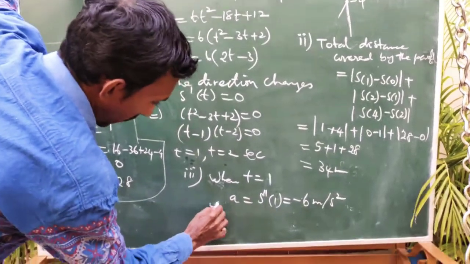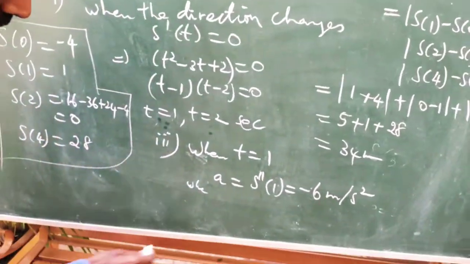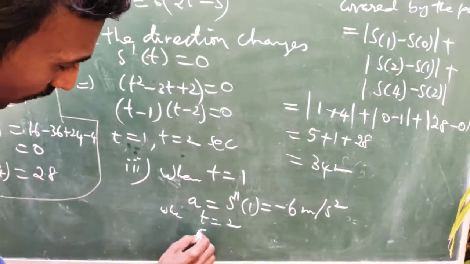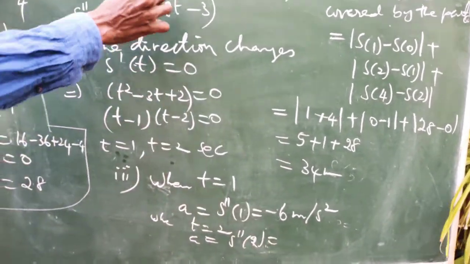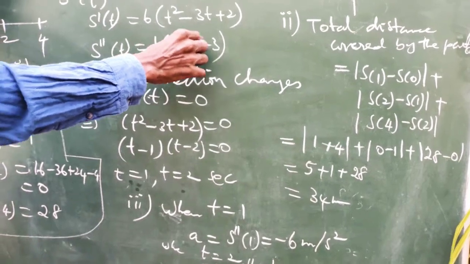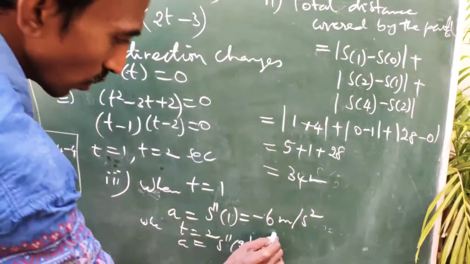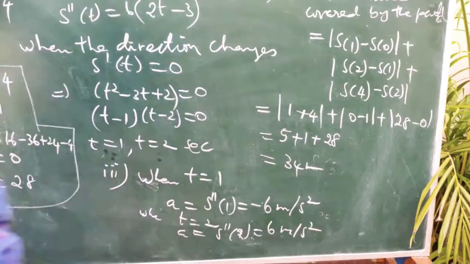Similarly, when t equals 2, a equals s double dash of 2. So put t equal to 2 here. 2 into 2 is 4, 4 minus 3 is 1. So 6 meter per second square.